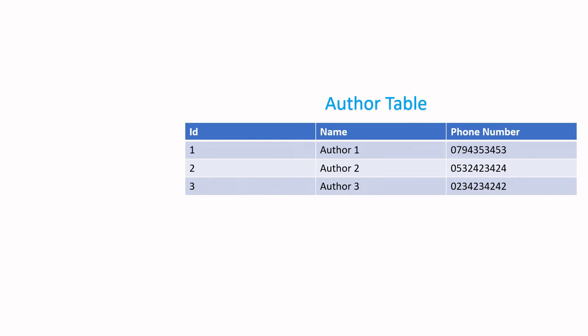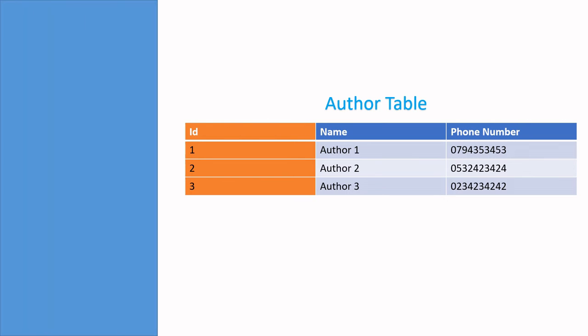What is a primary key? A primary key is a column or group of columns that uniquely identifies every row in the table of a relational database management system. It cannot be duplicated.